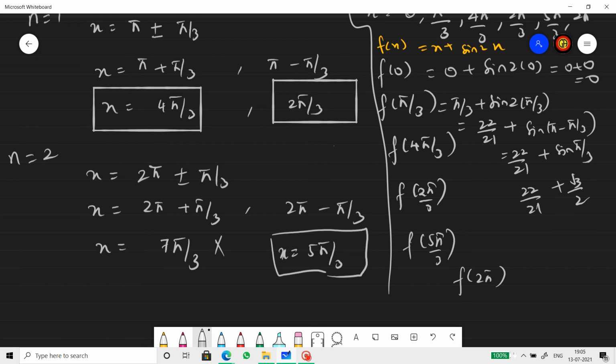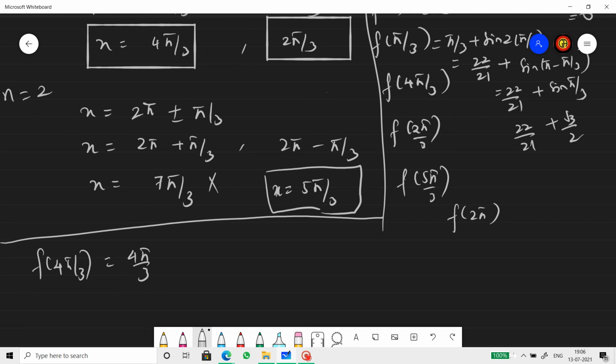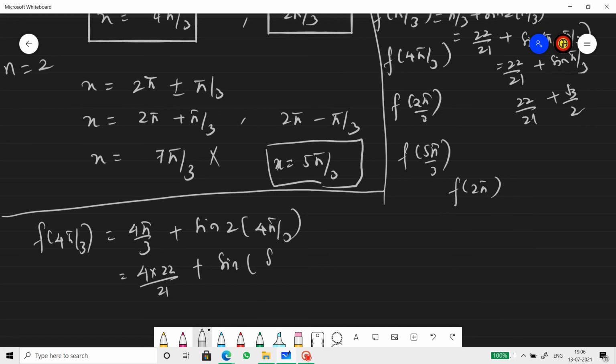Likewise, we do it for 4 pi by 3. Maybe I'll do it down. So f of 4 pi by 3 is 4 pi by 3 plus sine 2 times 4 pi by 3. 4 pi by 3 is 4 into 22 by 21, yeah, 22 by 21, plus sine of 2 into 4 pi by 3, so it's 8 pi by 3. Break it.